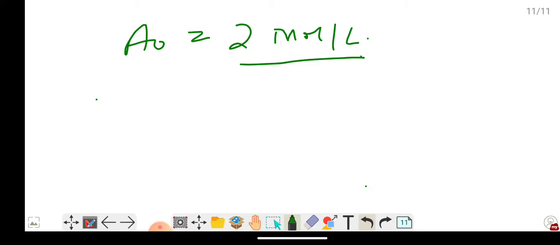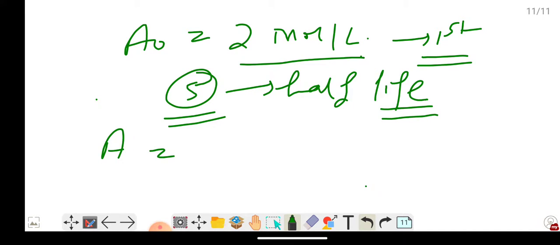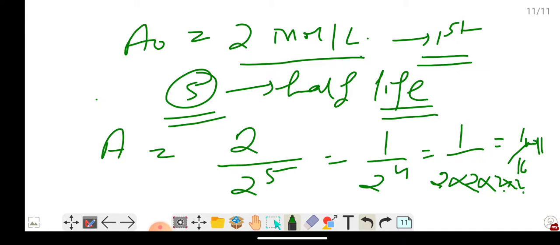And the reaction is first order. Now tell me, after passing 5 half-lives, what is the concentration of reactant? So the concentration of reactant is equal to A naught upon 2 to the power 5, which is 2 upon 2 to the power 5, equal to 1 by 2 to the power 4, which is 1 by 16 mole per liter. In this way we will calculate the concentration of reactant after the nth half-life has passed.